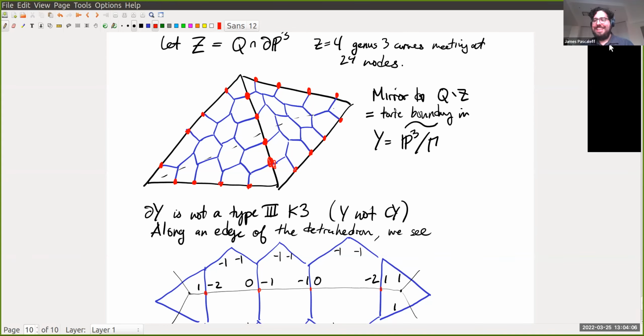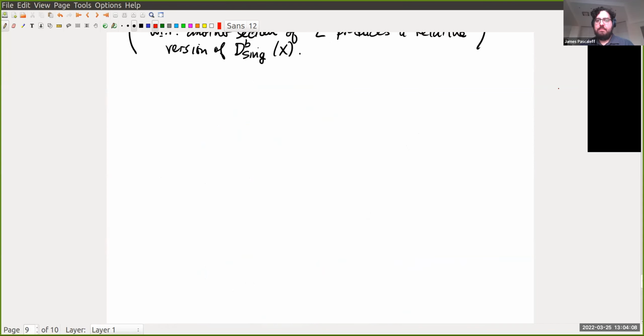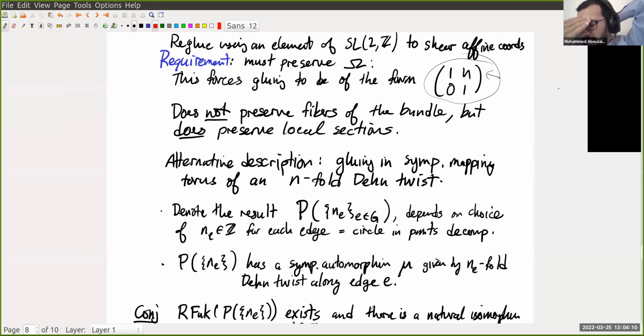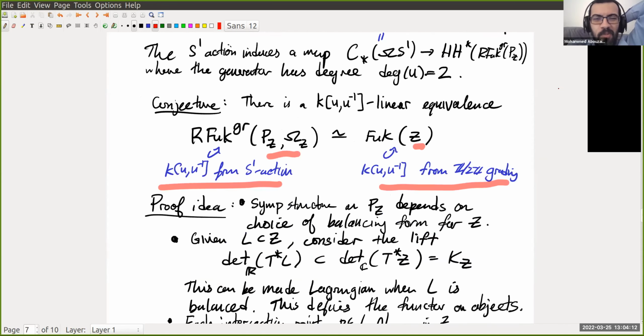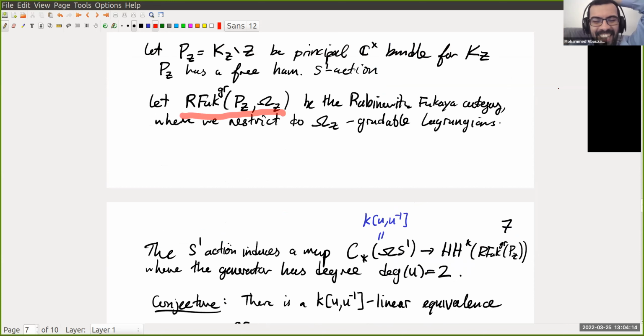Can I ask about the most basic case? I know you said you don't want to worry about a technicality. No, I'm happy to, please. But let me just say the one thing that slightly worries me. Of course, this Rabinowitz-Fukaya category is usually defined with respect to a filling. Oh yeah. But in this case, there is this obvious filling.